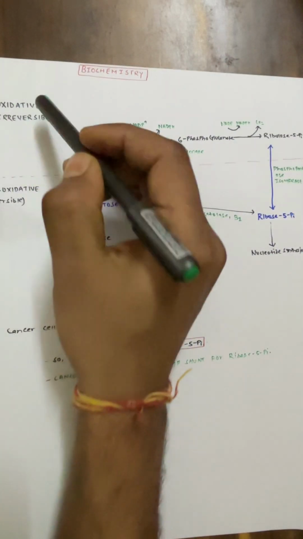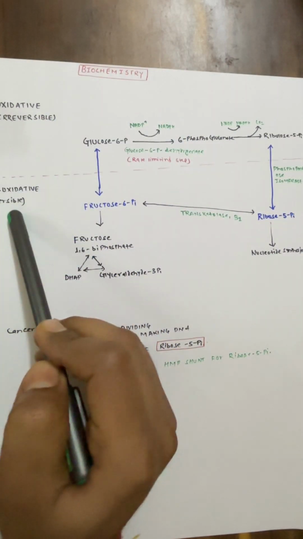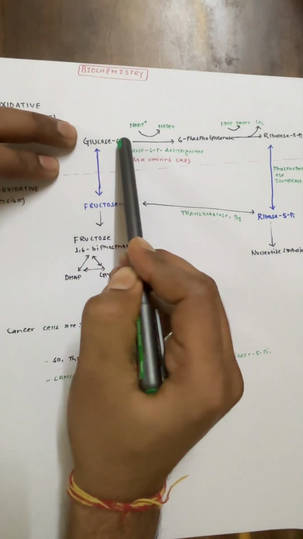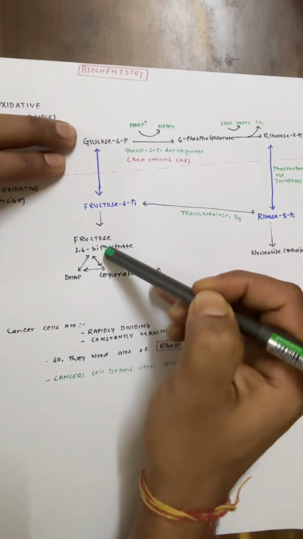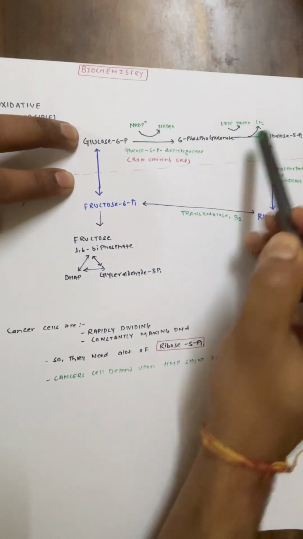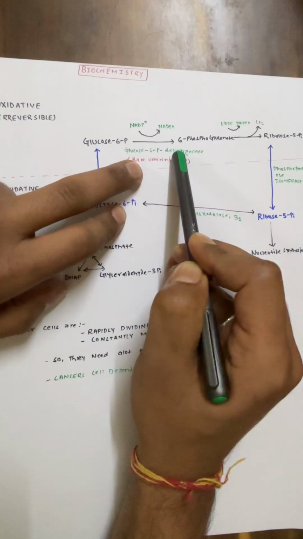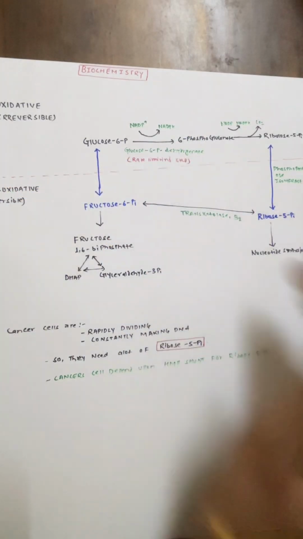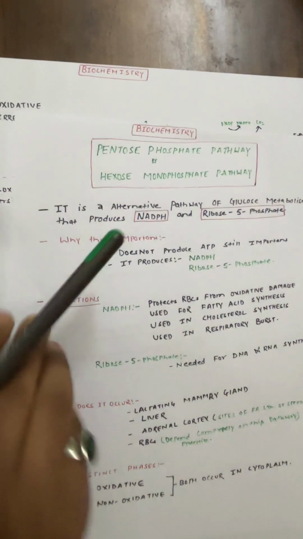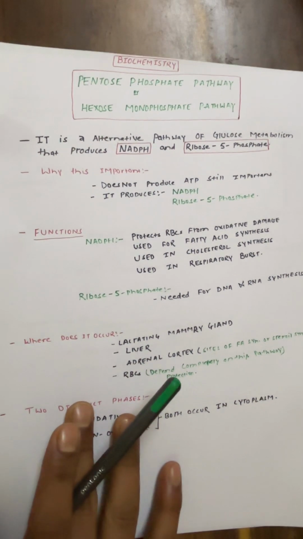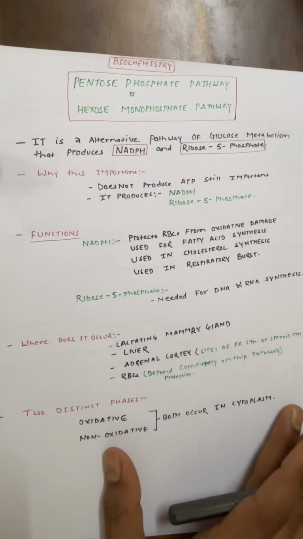Just remember that there are two phases, one oxidative and one non-oxidative. The oxidative is irreversible, the non-oxidative is reversible. You start with glucose 6-phosphate, and it can also form fructose 6-phosphate directly, or it can go this way. And over here the enzyme being used is glucose 6-phosphate dehydrogenase, that is G6PD. So this is all about the HMP shunt. I hope I covered all the important aspects of the HMP shunt.